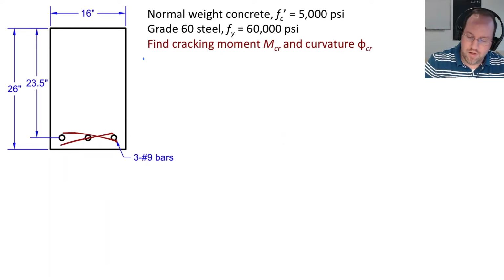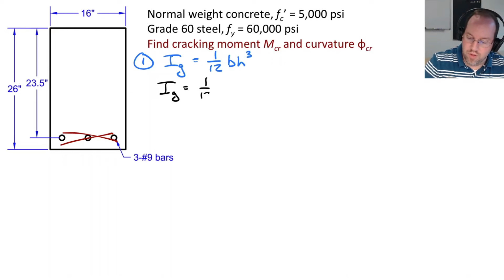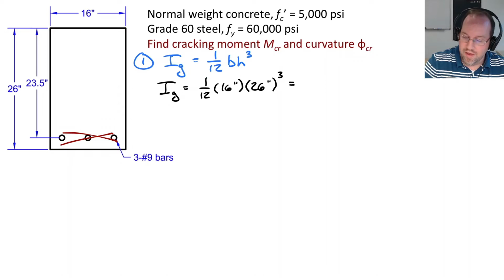We don't need it. So to start off, I need a gross moment of inertia, and for a rectangular section this is 1/12 b h cubed. Plugging in the numbers, it is 1/12 times 16 inches wide times 26 inches high, cubed. And this is 23,435 inches to the fourth.